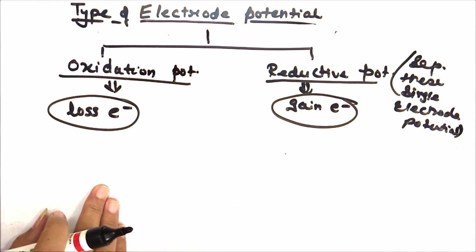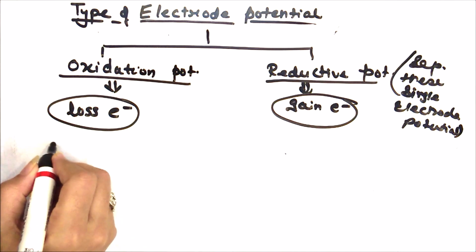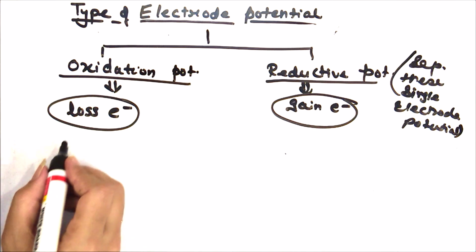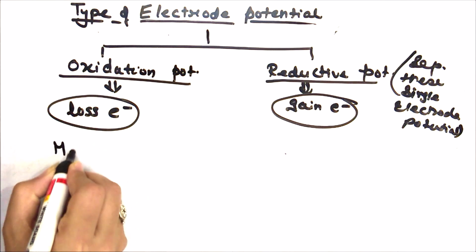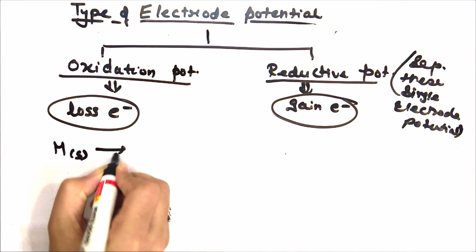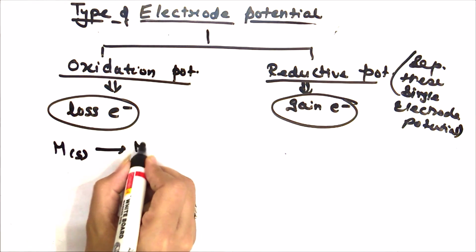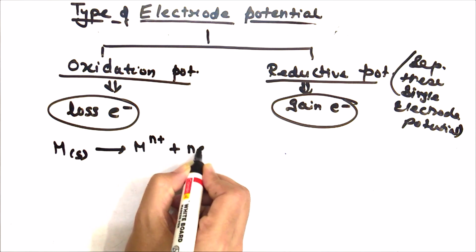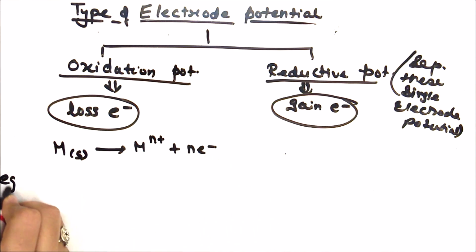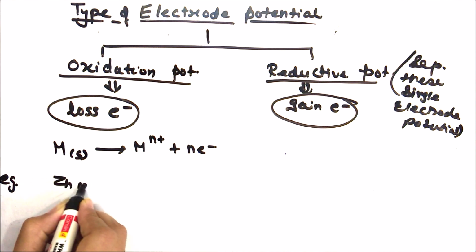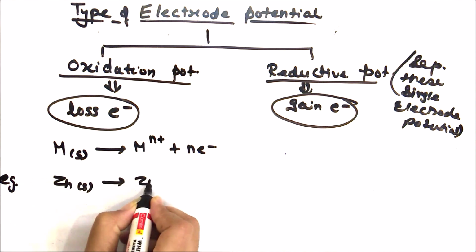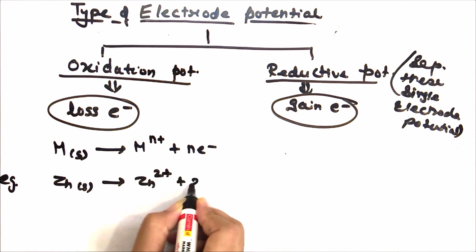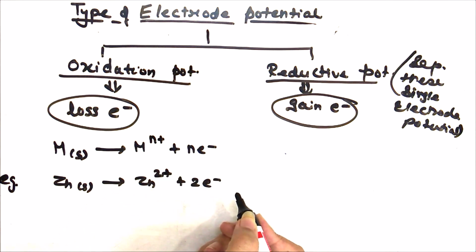Okay, so just look at the equations. If we represent it in terms of an equation, suppose a metal which is in solid state loses electrons and forms a metal ion along with the loss of electrons. For example, if we talk about zinc, the solid electrode will convert into Zn2+, and 2 electrons will be lost. So this is for the oxidation potential, which shows the tendency to lose electrons, right?